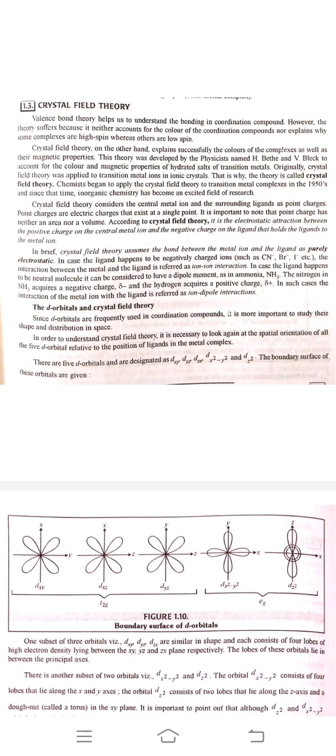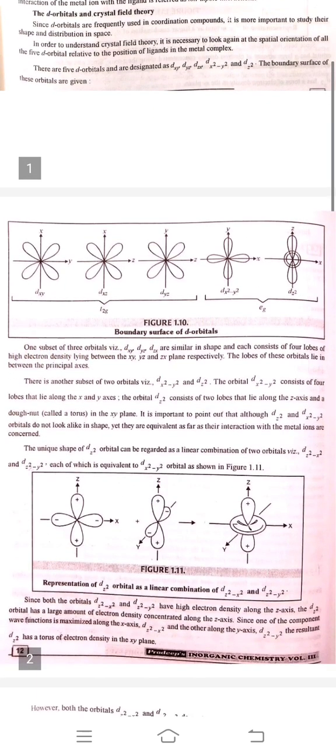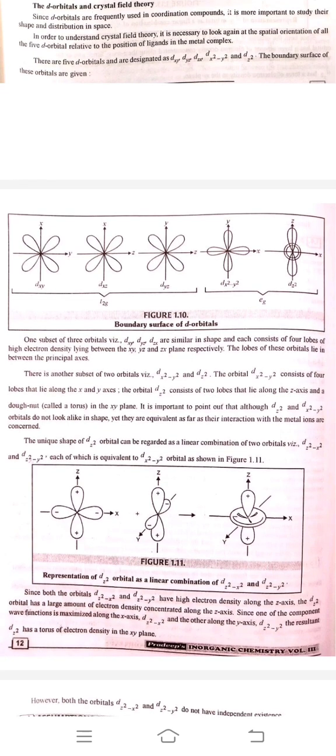There are 5 d orbitals and they are designated as dxy, dyz, dzx, dx square minus y square, and dz square. The boundary surfaces of these orbitals are given. One subset of the 3 orbitals, dxy, dyz, dzx, are similar in shape and each consists of 4 lobes of high electron density lying between the xy, yz and zx planes respectively. The lobes of these orbitals lie in between the principal axes.